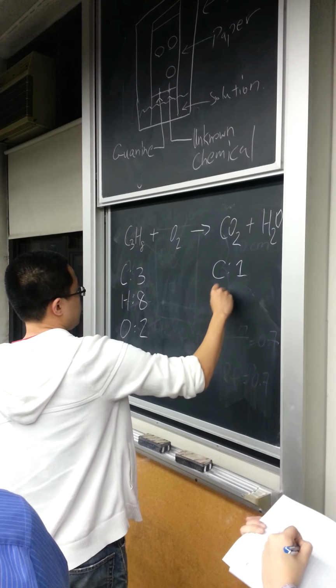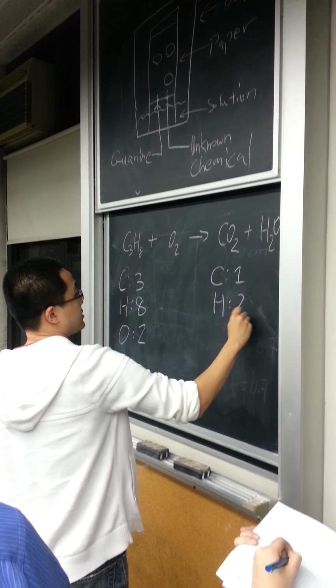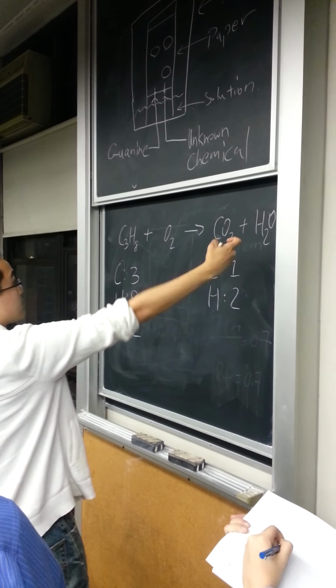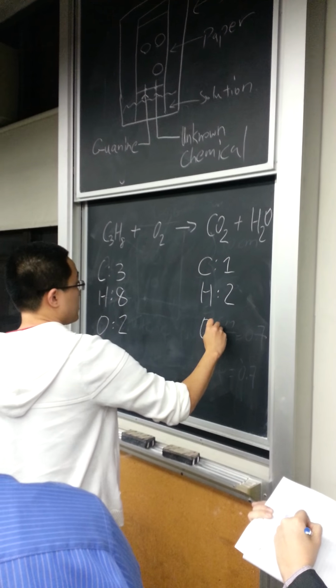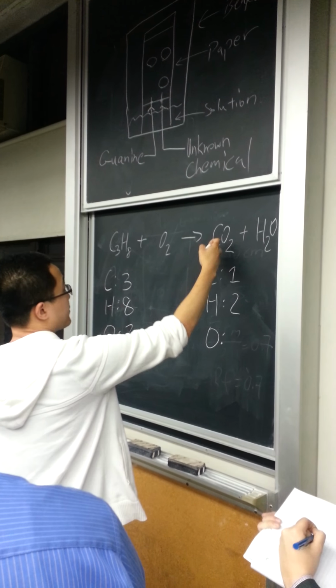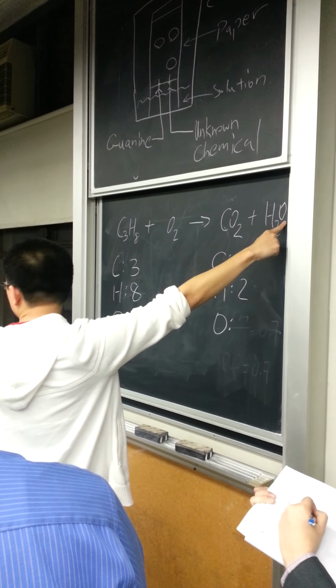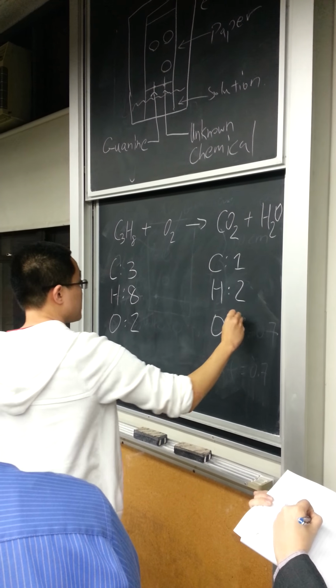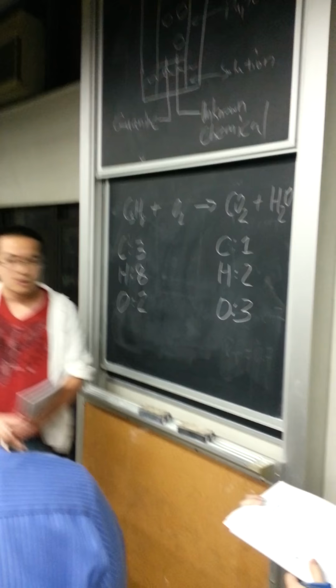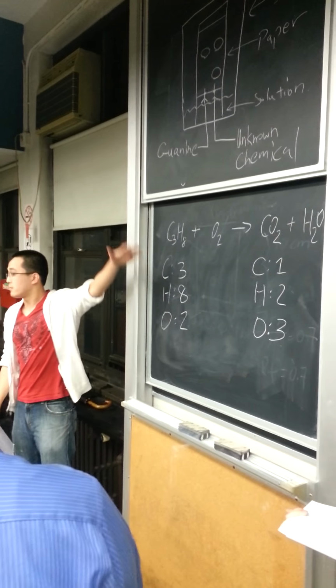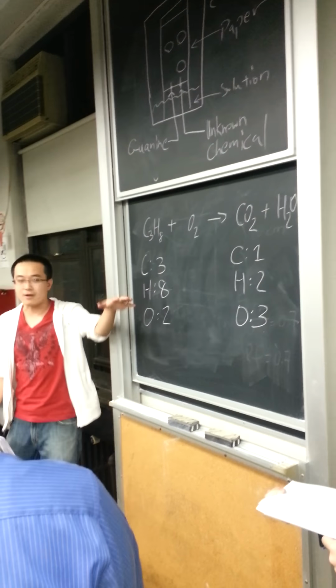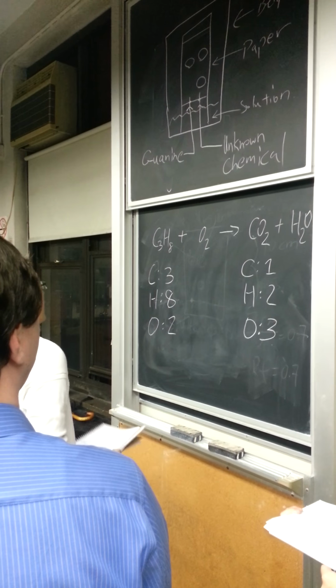H, there's 2 H's, H2O, right? Oxygen, there's 3. This is CO2, so there's 2 over here, and then there's another one in water. There's 3 oxygens. So, can everyone do this so far? Yeah. Okay, so that's good.